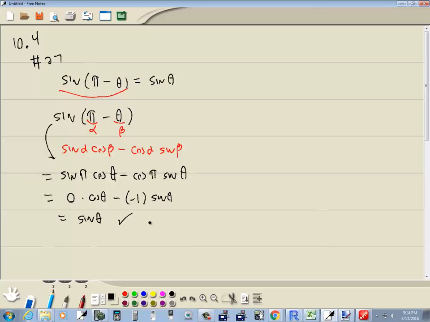Again, working with identities, you start with one side and you can only work with one side. And you try to get it to look like the other side. And that was all the problems that were asked to be seen. So I'll go ahead and stop this recording.